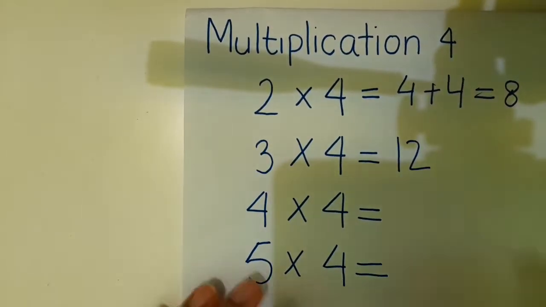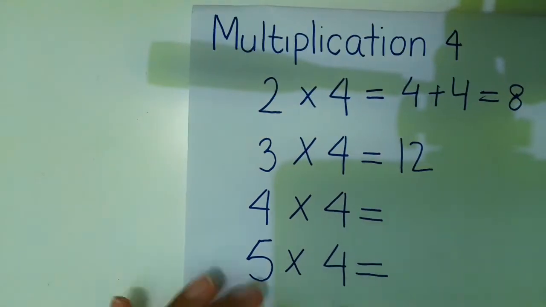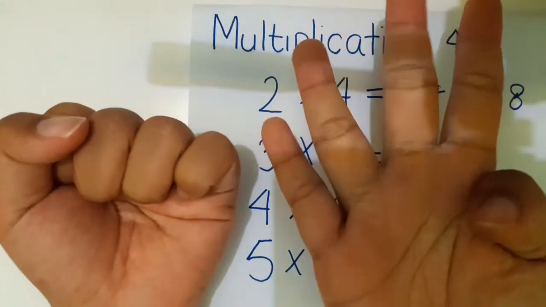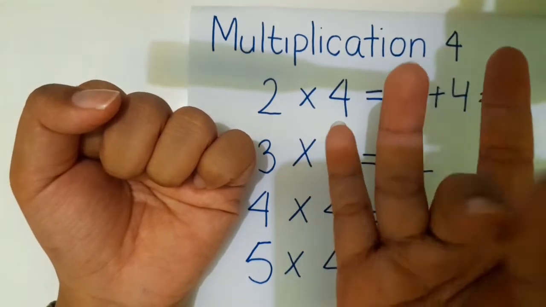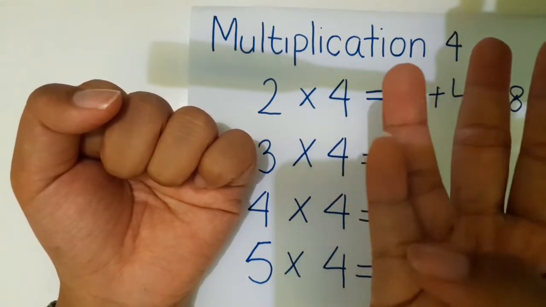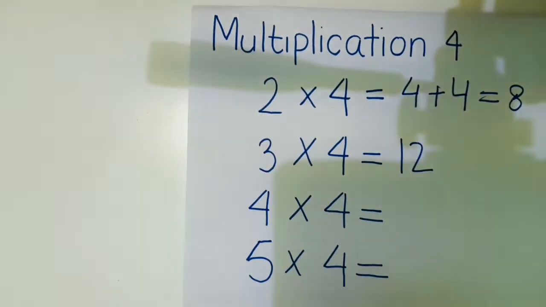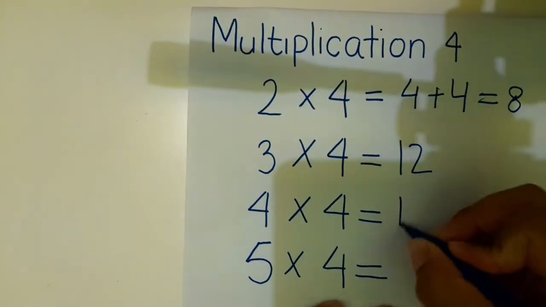Right. And then 4 times 4 equals, you have to show up 4 fingers and then you can calculate it. 1, 2, 3, 4, 5, 6, 7, 8, 9, 10, 11, 12, 13, 14, 15, 16. Yes, the answer is 16.